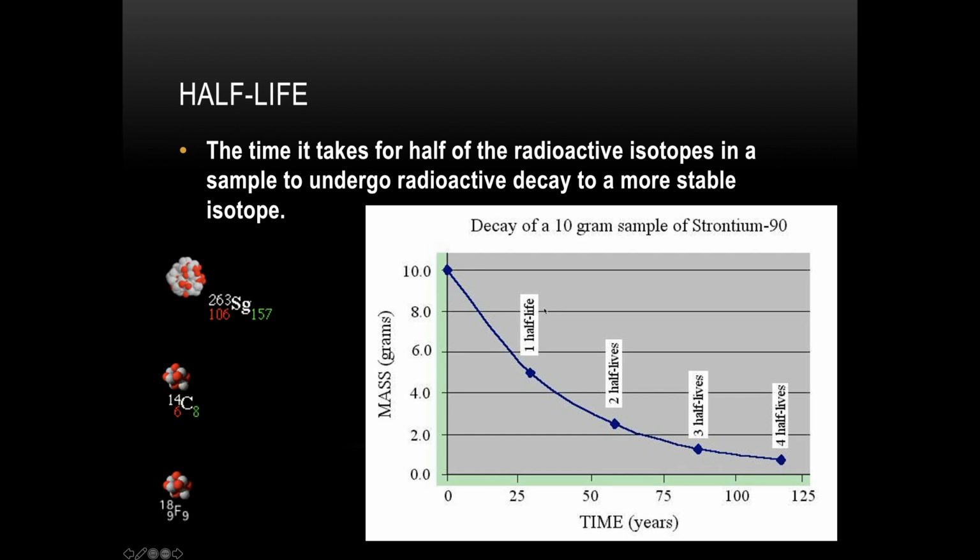We can also look at this in terms of fractions. We started off with 100% of our sample. After one half life, we have 50% left. After a second half life, we have 25% left. After a third half life, we have 12.5% left. And after a fourth half life, we have 6.25% left. If we do it by fraction, we had 1 over 1 when we started, 1/2 after the first half life, 1/4 after the second half life, 1/8 after the third half life, and 1/16 after the fourth half life. The only thing that's going to differ is how long this takes, depending on what your isotope is.